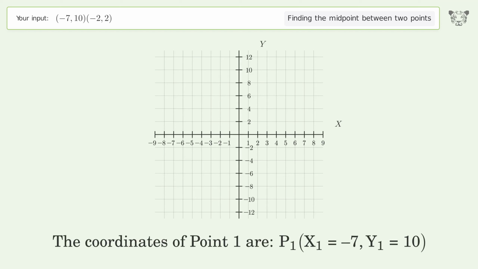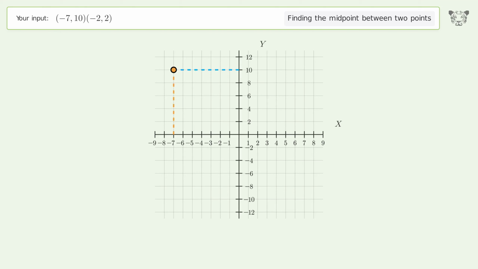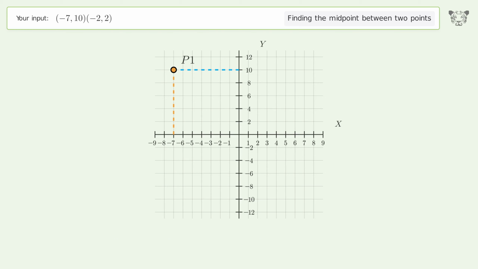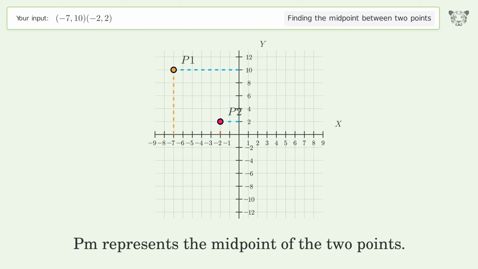The coordinates of point 1 are, x1 equals negative 7, y1 equals 10. The coordinates of point 2 are, x2 equals negative 2, y2 equals 2. PM represents the midpoint of the 2 points.